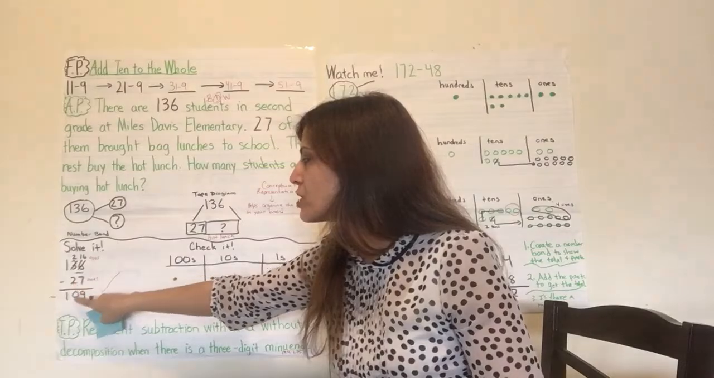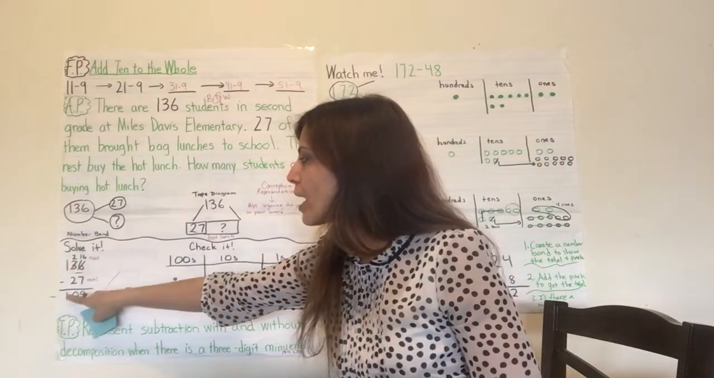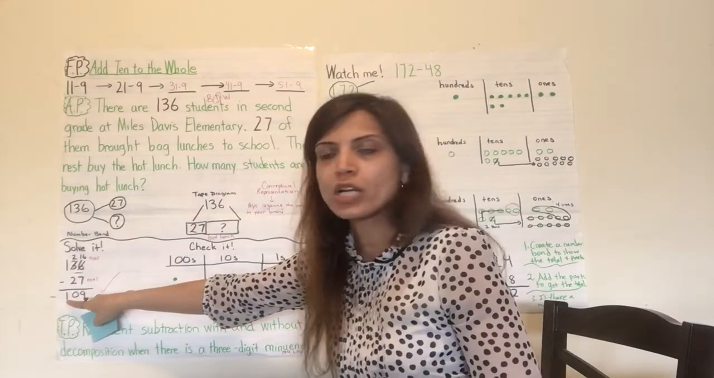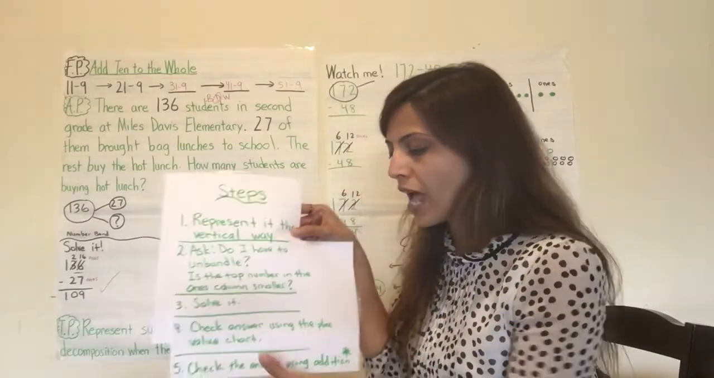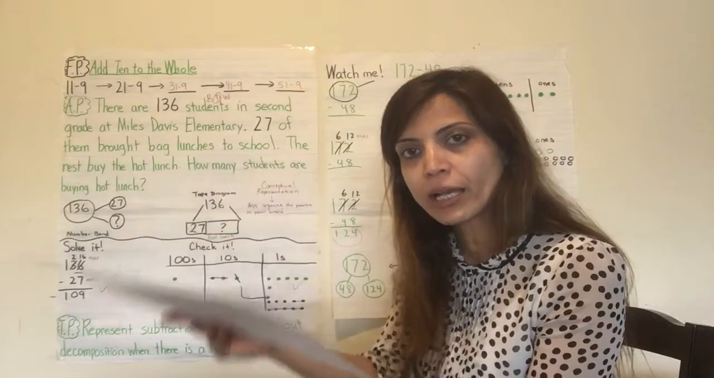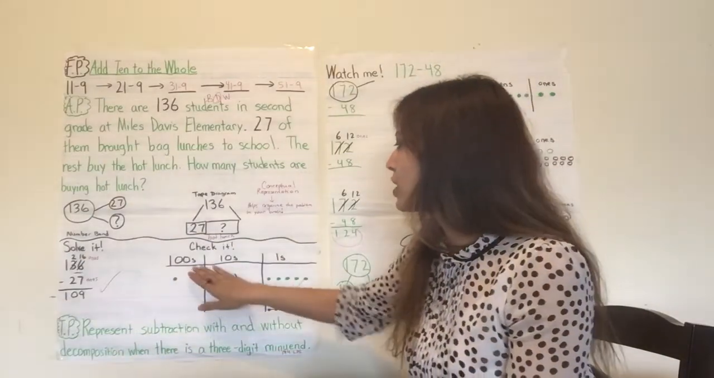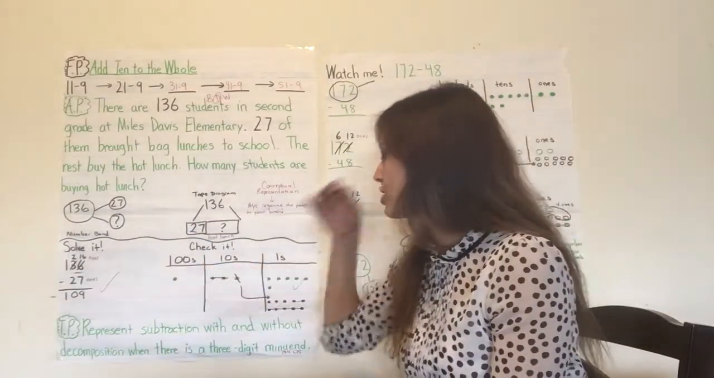2 tens minus 2 tens, 0 tens, 100. I bring it down, and there's 109. Excellent. I'm not done yet because according to this chart, I can use a place value chart to check my answer. So I have my ones column, the tens column, and the hundreds.